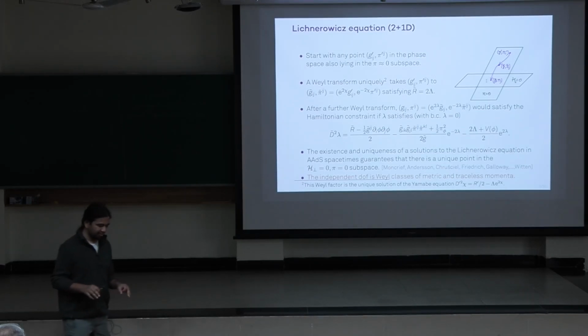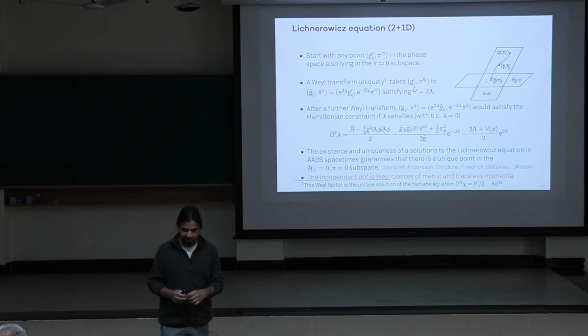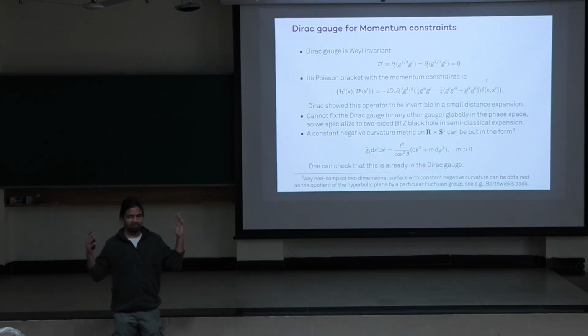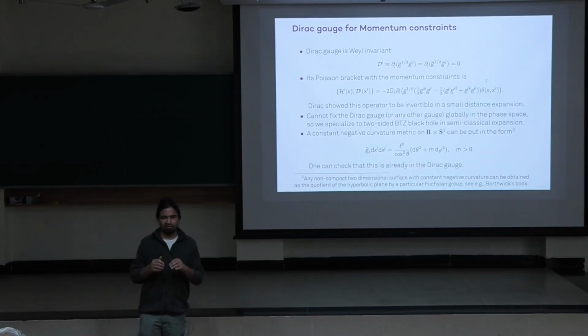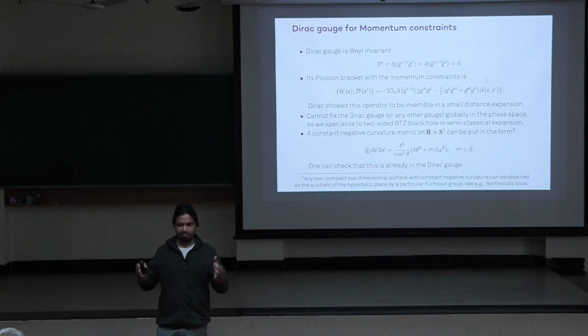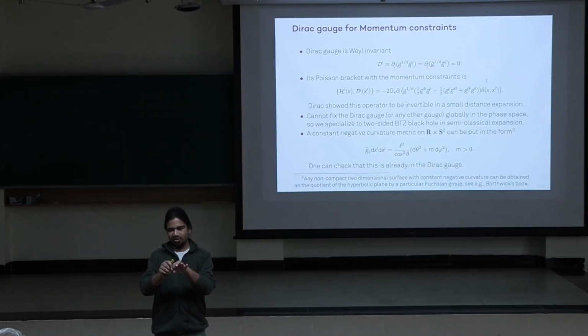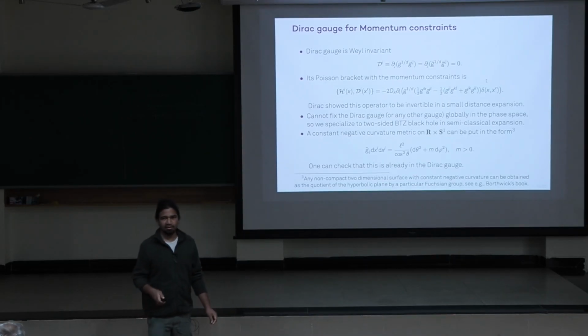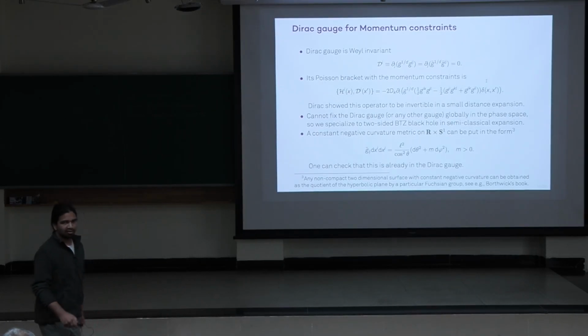Right, exactly. So I'm interested in the BTC black hole. At this point I said I cannot fix the gauge globally, so I work in the neighborhood of the BTC black hole, but I'm interested in a two-sided black hole, and the spatial slices would be wormholes, like the topology of the cylinder. So that's this R times S1. Is that clear?